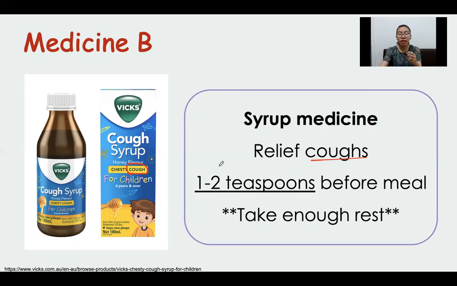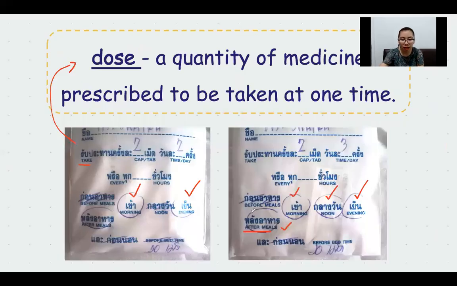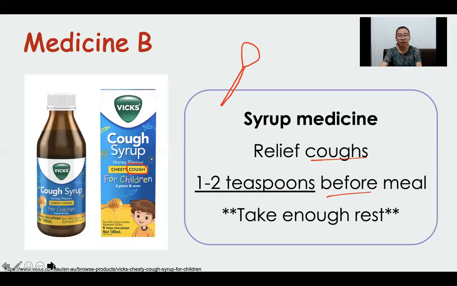1 to 2 teaspoons. Teaspoons. Before meal. What is before meal? Okay, so this is medicine B. Do you know what is teaspoon? Spoon. Okay, a small spoon. So that is 1 or 2 teaspoons before meals. And the doctor said, take enough rest.